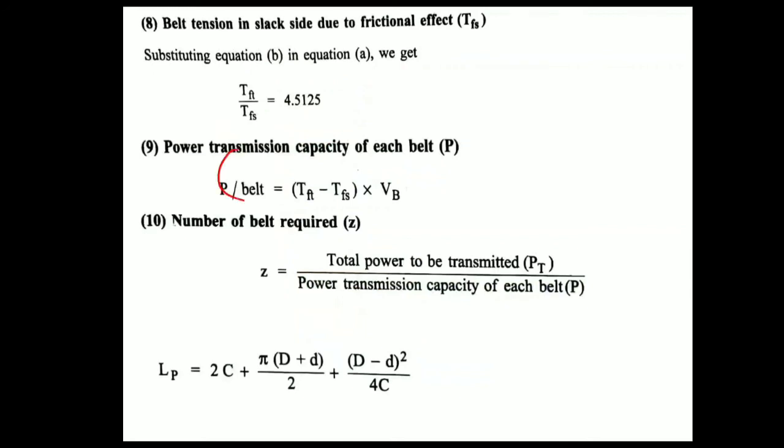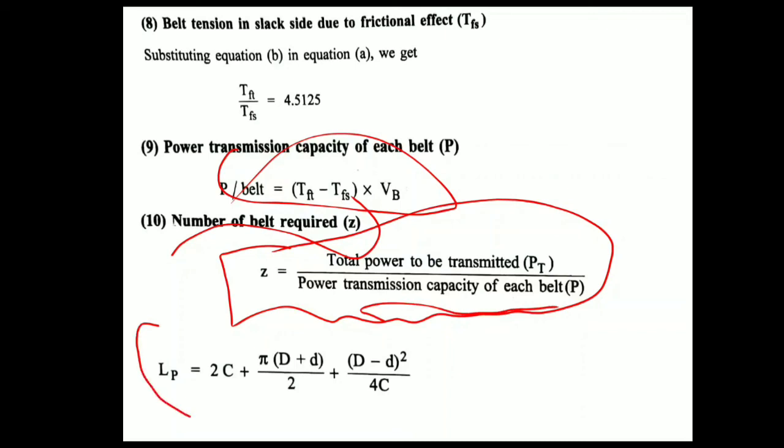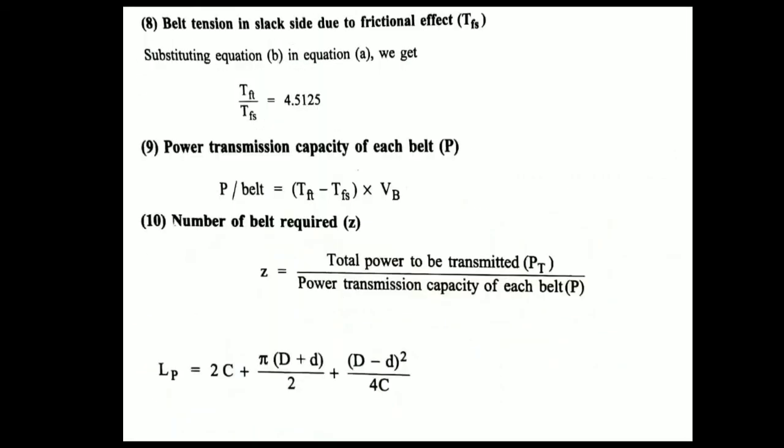Then power is equal to T1 minus T2 into velocity, and then the new term is the number of belts, because 2 belts, 3 belts, 4 belts can be used for the V belt drive. So that will be the ratio of total power transmitted divided by the actual power transmitted by each belt, and the length of the belt we can calculate as for an open belt drive. Clear? So just write down the formulation from your side stepwise.